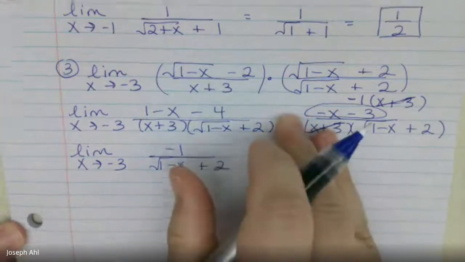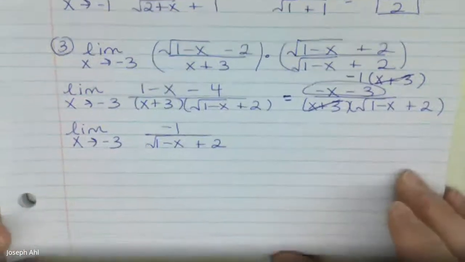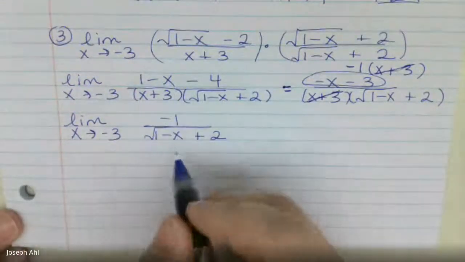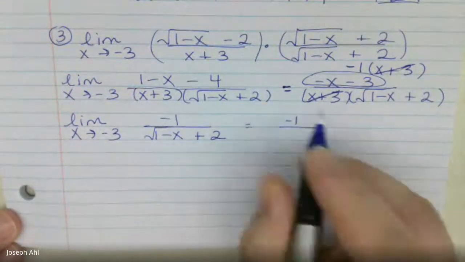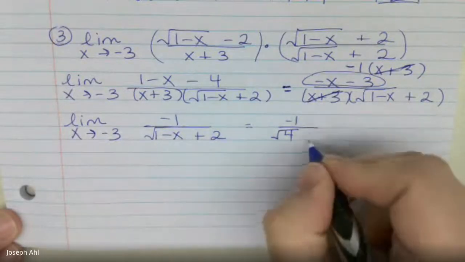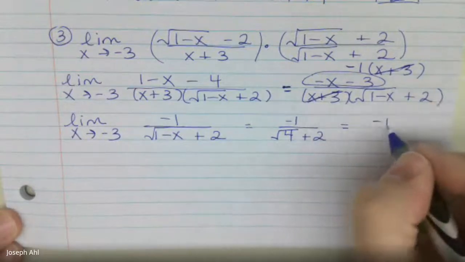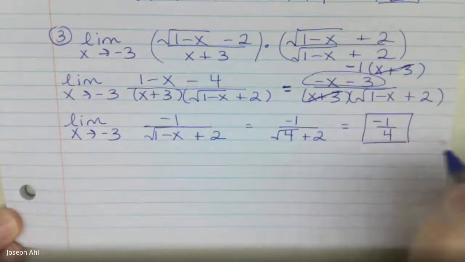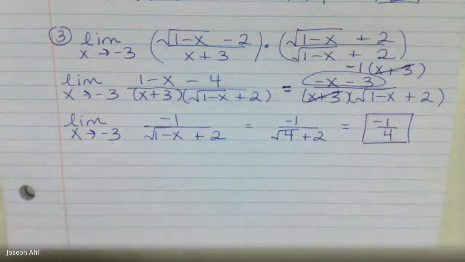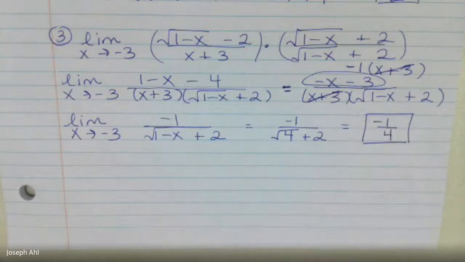So a pretty similar situation to number 2, but notice how we have a -1 left on top as opposed to the +1. Plug in -3, so we get -1 over the square root of, well, 1 minus -3 is 4 plus 2. And because the square root of 4 is 2, 2 plus 2 would make the bottom 4. So the final answer here is that the limit as x approaches -3 is -1/4.